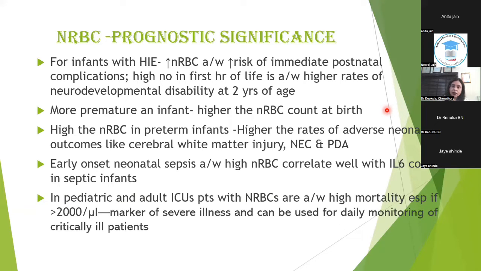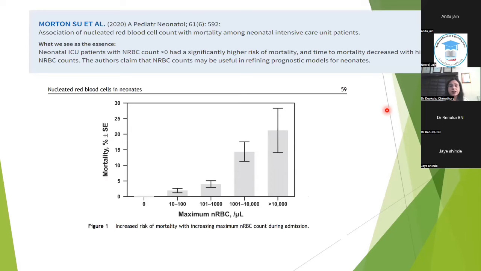In pediatric as well as in adult ICU patients, NRBCs are associated with high mortality, especially if the counts are more than 2000 per microliter. So it is used as a marker of severe illness, and it can be used for daily monitoring of critically ill patients. So this was a study done in NICU patients, and it was seen that neonates with 0 NRBCs had very low mortality percent. As the count of NRBCs increased, so did the percentage mortality in neonates.